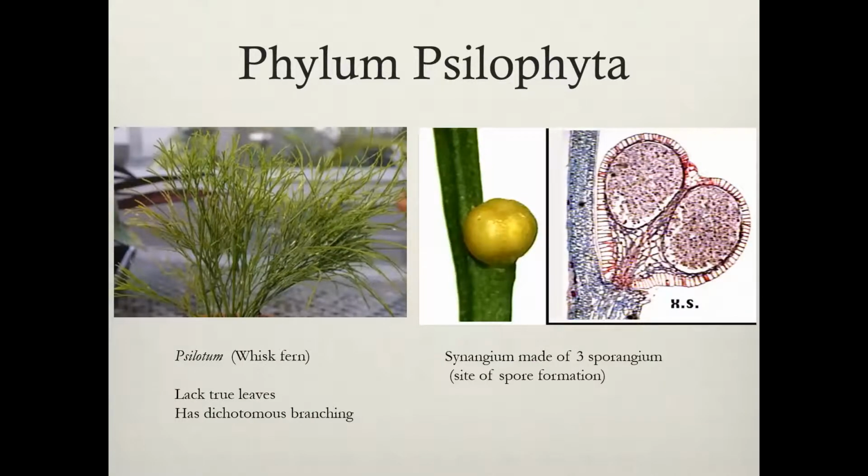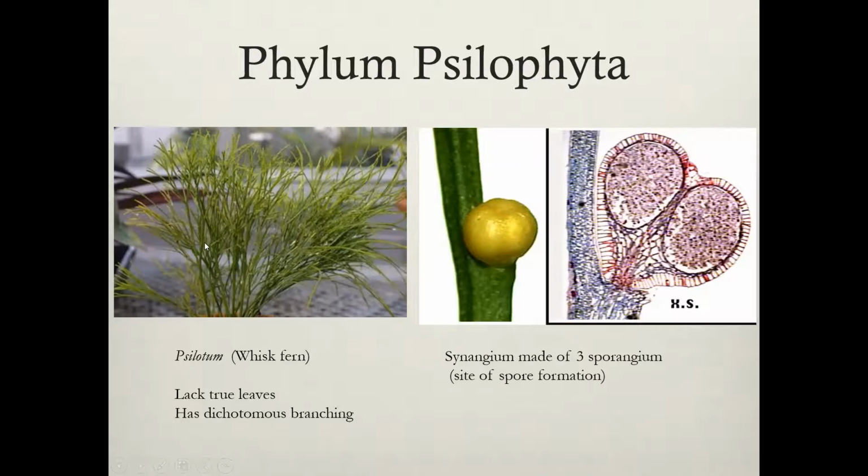All right, so the next phylum of the fern allies we're going to talk about is Psilophyta. We bring up Psilophyta in this class because it has a lot of unique characteristics and kind of goes against evolution in a way. Specifically, the genus we're talking about is Psilotum, which is your whisk fern. A couple of things that these organisms do that are different from other fern allies: one, they don't have true leaves. They have these photosynthetic stems instead of leaves.